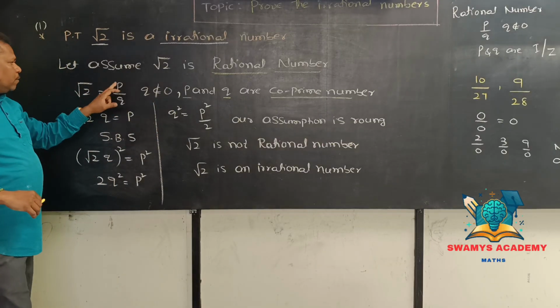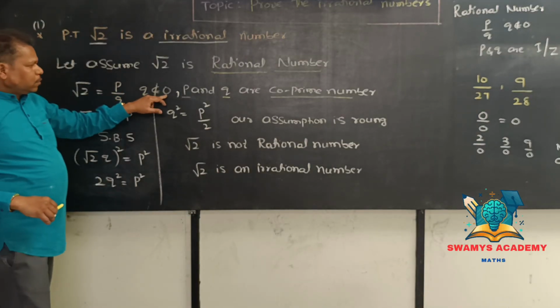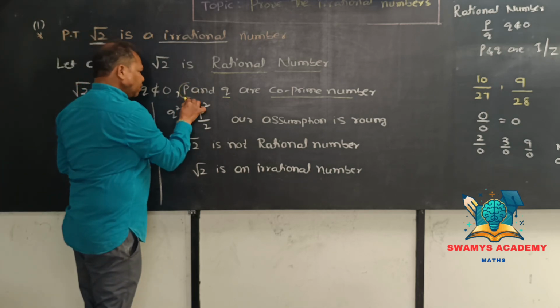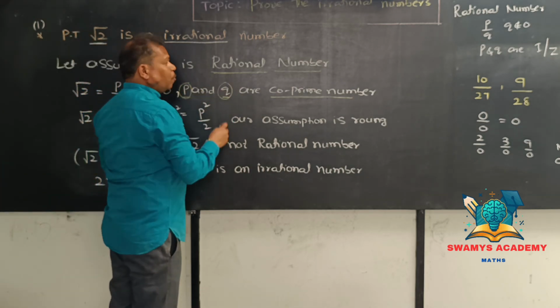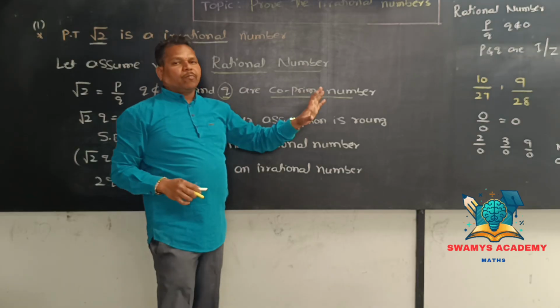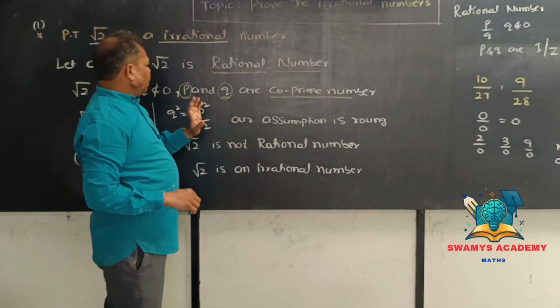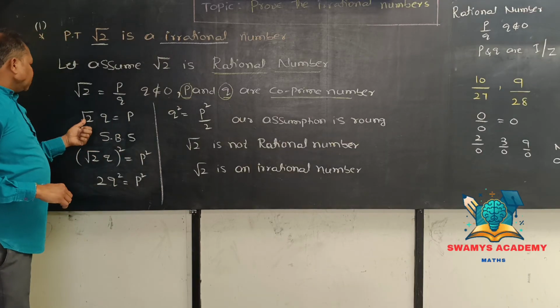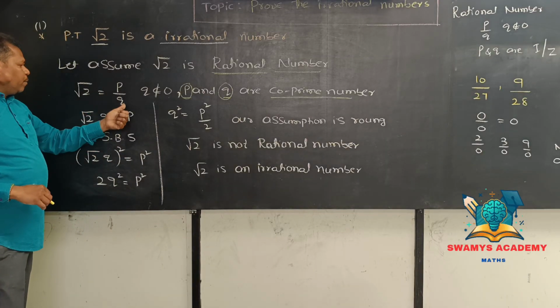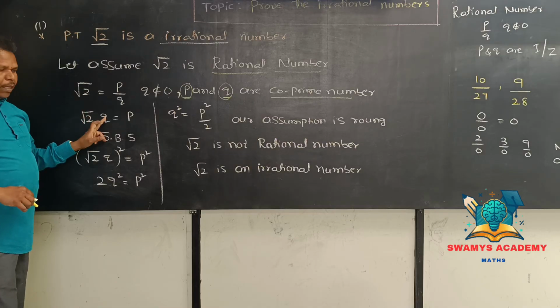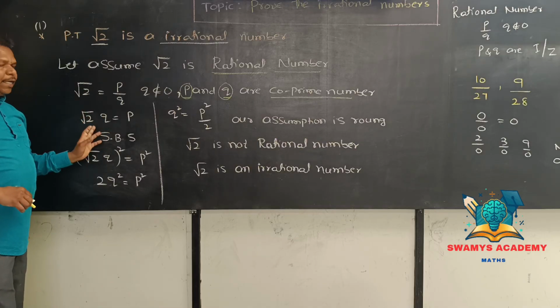So square root of 2 equals p by q, q is not equal to 0. At the same time, p and q, that is numerator and denominator, are co-prime numbers. What does co-prime mean? It is divisible by only one factor, that is 1. So, square root of 2 equals p by q, and cross multiply. The denominator q gets multiplied, and square root of 2 into q equals p.